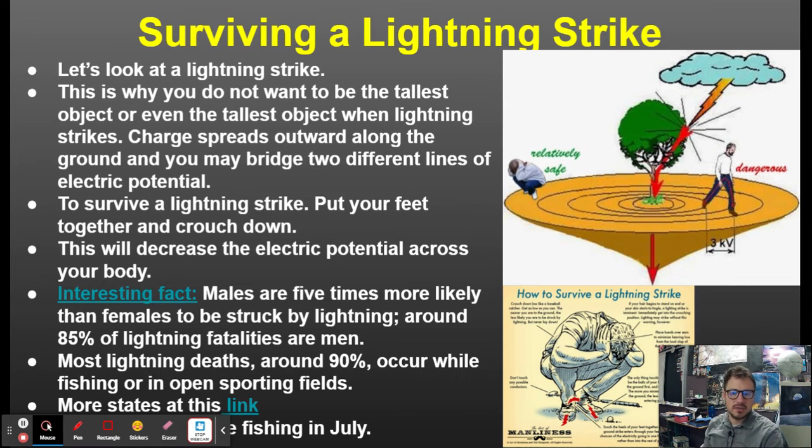And you can see there are links that have graphs of when lightning strikes happen the most. But yeah, obviously the first thing you probably want to do is get to shelter, but if you can't, this is how you would survive a lightning storm.